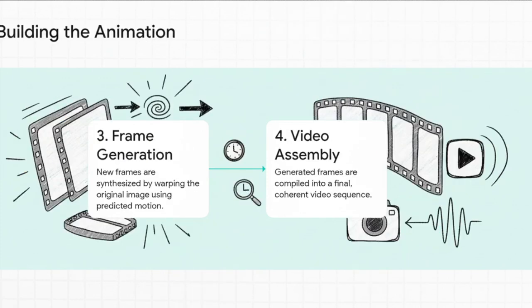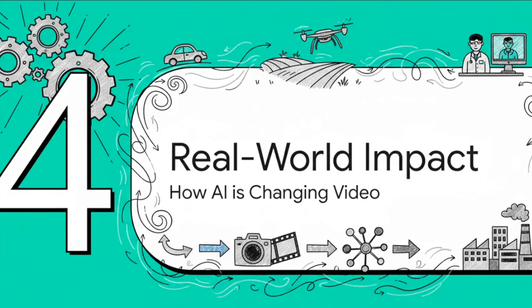And once the AI has a good idea of what should be moving, it just gets to work. It starts generating all the new frames needed to create that motion. Then, it stitches them all together into a smooth video, and boom, just like that, a still photo becomes a moving, living moment. Okay, so the tech is obviously mind-blowing, but what does it all mean?